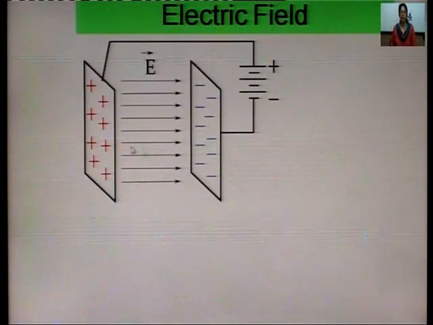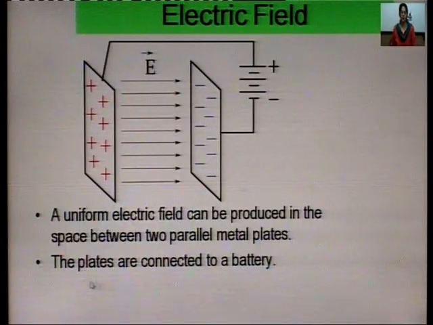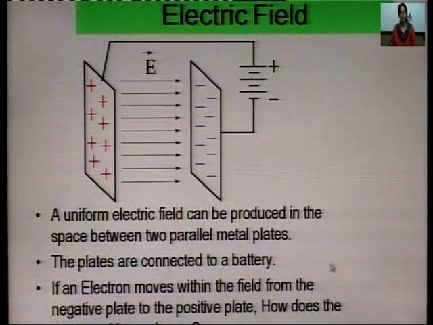The electric field due to charged plates is again shown here, a positively charged plate and a negatively charged plate, and the direction of the field is from positive to negative charge. A uniform electric field can be produced in the space between two parallel metal plates. The plates are connected to a battery. If an electron moves within the field from the negative plate to the positive plate, how does the amount of force change? This is a question we will discuss later. That means if an electron jumps from one plate to the next plate, then what will happen to the force?